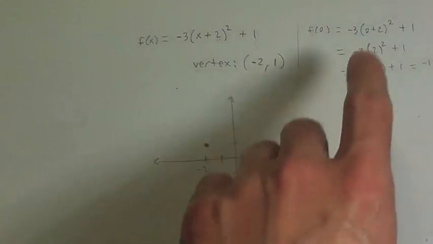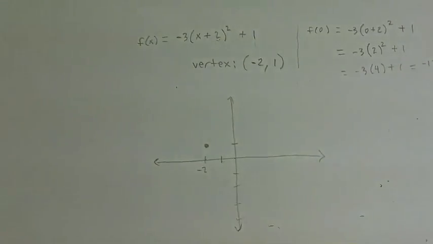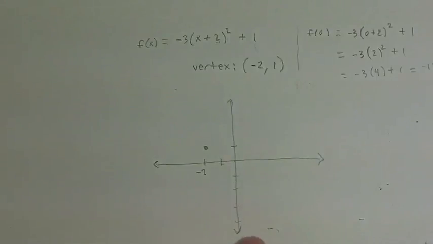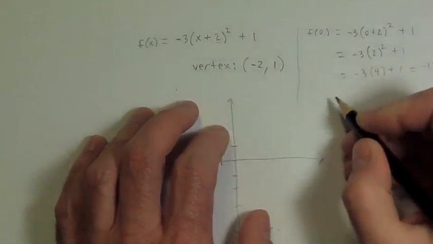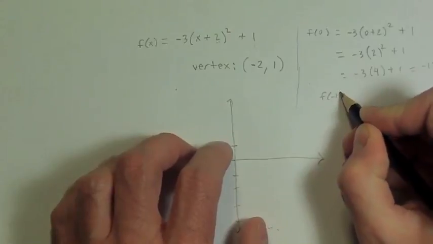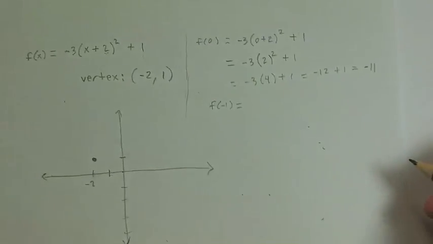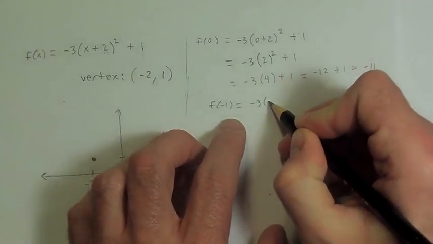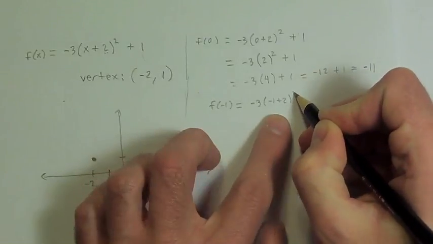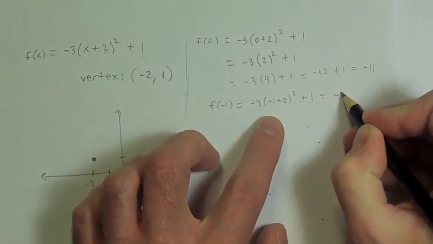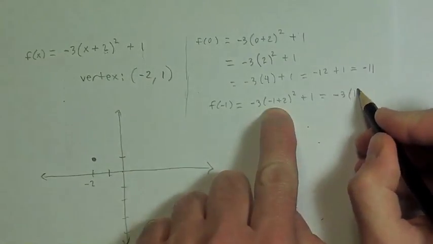What I'm trying to show with this is just because I picked a value that's not on my graph doesn't mean I give up. It just means I pick a better value. Okay, so let's do -1. If I plug in -1, I get -3 times (-1 plus 2), all squared, plus 1. So -3 times, now this will just be 1 squared.